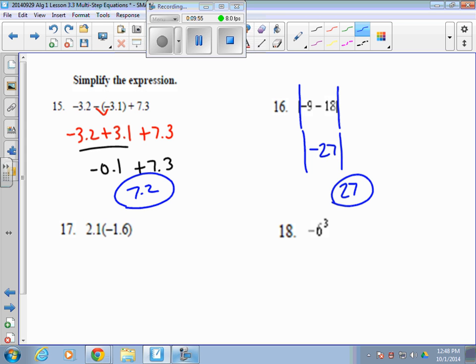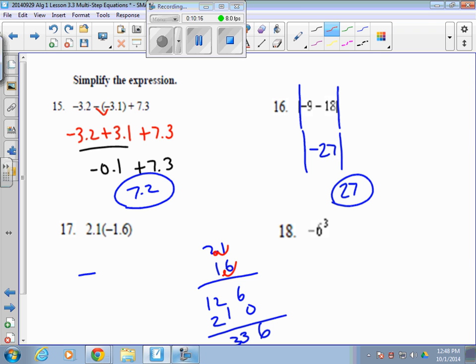This next one is a positive times a negative. It's going to be negative. So multiply, you're going to have to do it like this probably. 21 times 16, 6 times 1 is 6, and 6 times 2 is 12. 1 times 1 is 1, 1 times 2 is 2. When you combine them, 6, 3, and 3. So you have 33.6. You have to move the decimals once to get to this spot, 2 to get to this spot. Again, it's a negative 3.36.